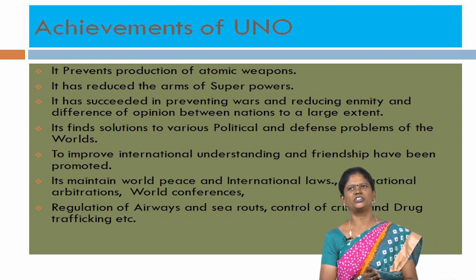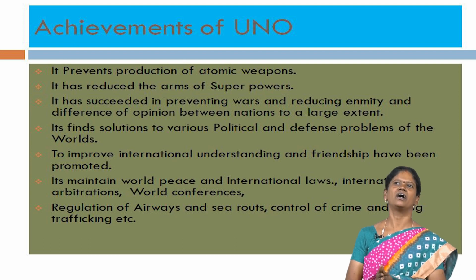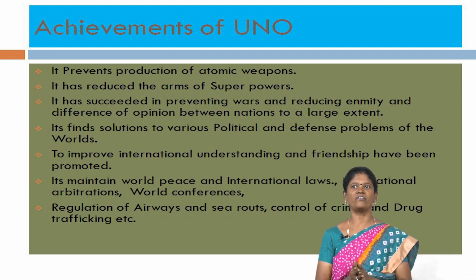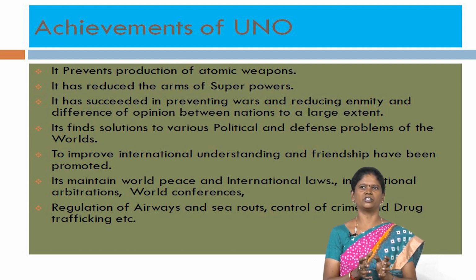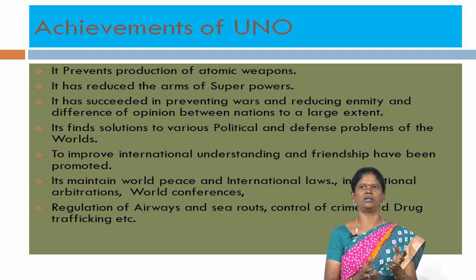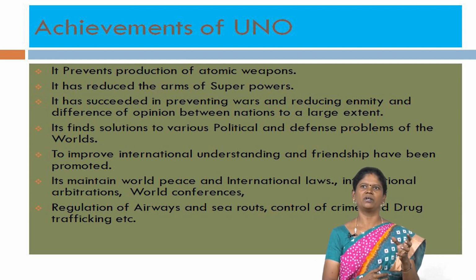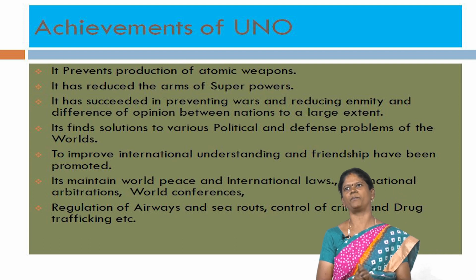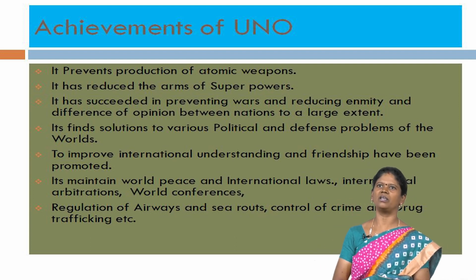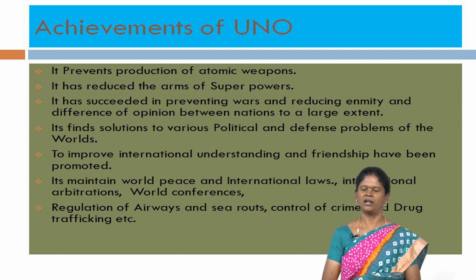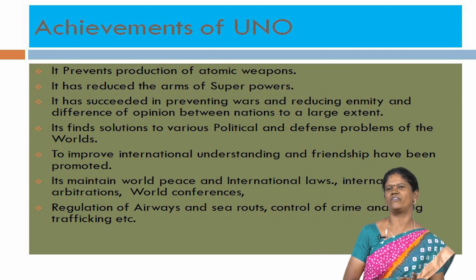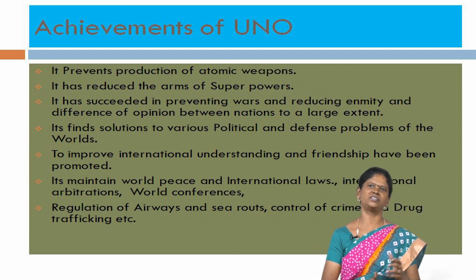At the same time, a number of achievements till date, the main achievements of UNO. It prevents production of atomic weapons. In this modern trend, nations concentrate on becoming world powers, and at the same time world powers maintain a number of disputes. So the UNO prevents production of atomic weapons, has reduced the arms of superpowers, and has succeeded in preventing wars and reducing enmity and differences of opinion between nations to a large extent.